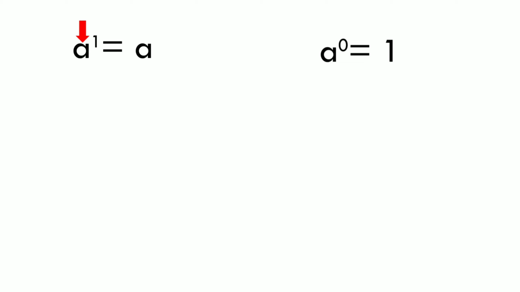This law states that any variable or number raised to the power of 1 is the variable or the number itself. Here's an example. 4 raised to the power of 1 is just 1 times 4, or you simply write 4. As you can see, the answer is still the same. 4 is still 4. This law states that any number or variable raised to the power of 0 is equal to 1. So if I have a number, let's say 4, then 4 raised to the power of 0 is just equal to 1.